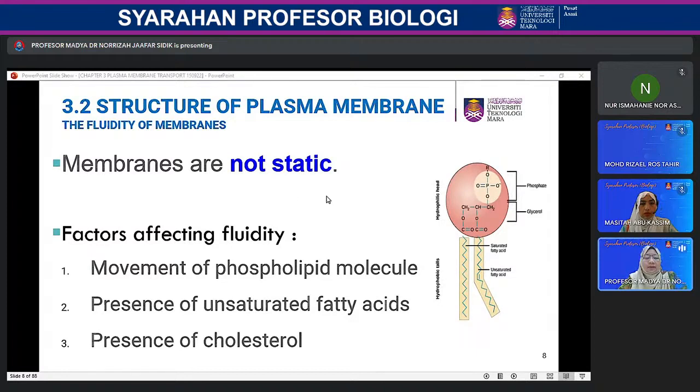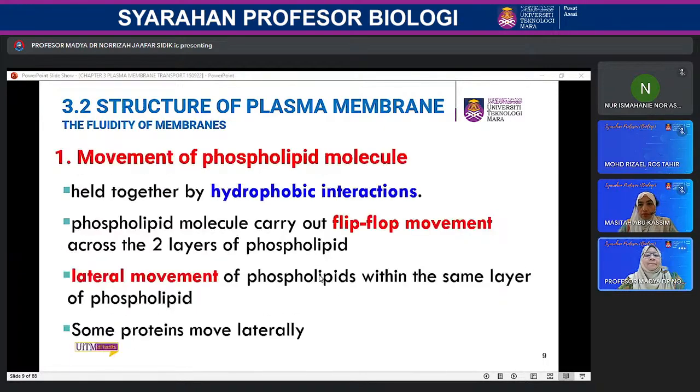So it's listed here. There are three factors. One is the movement of phospholipid molecules. These are the phospholipid molecules, right? Then the presence of unsaturated fatty acids, and the presence of cholesterol. I will explain in detail for each of these factors. So the first factor is the movement of phospholipid molecules.